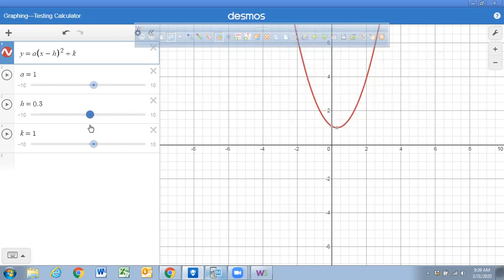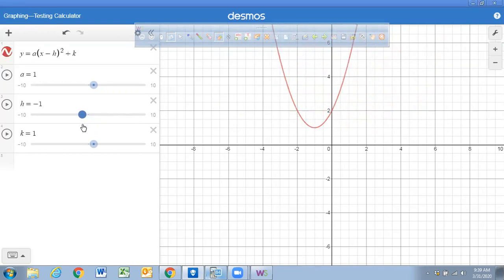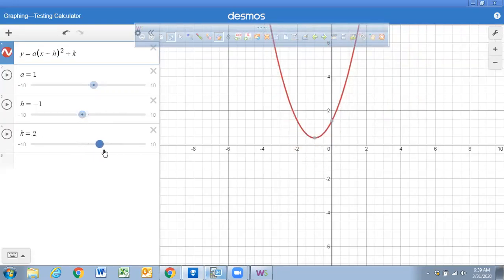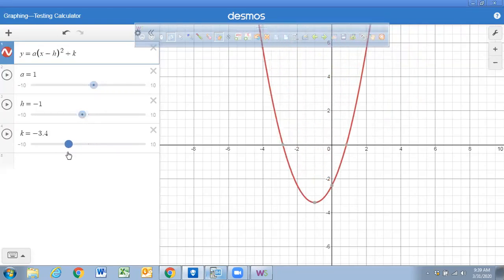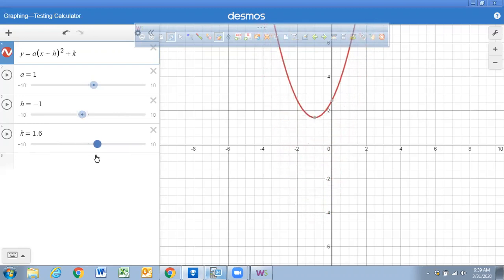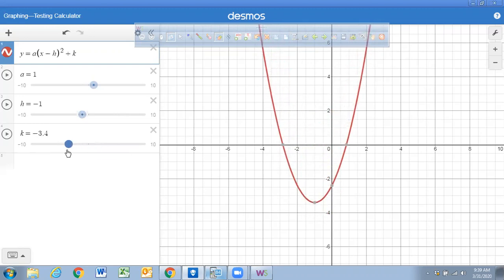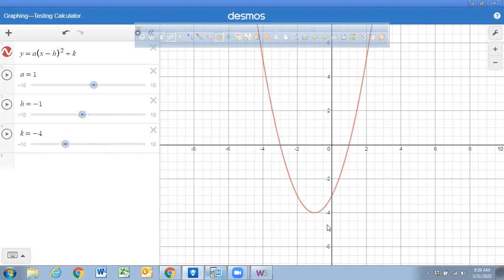So if I said my h value was a -1, if you plug this in, that actually becomes x plus 1 squared. Now what does the k value do? K value simply moves it up or down. So the k value is the y value of your vertex. So now if I go all the way down to -4, you can see that this is the y value of my vertex.